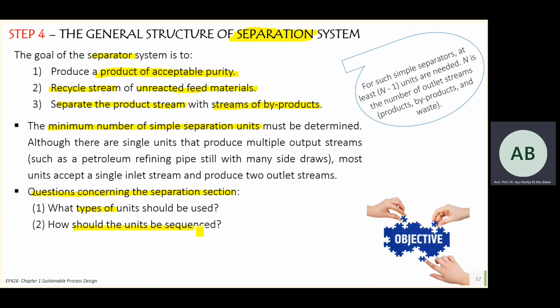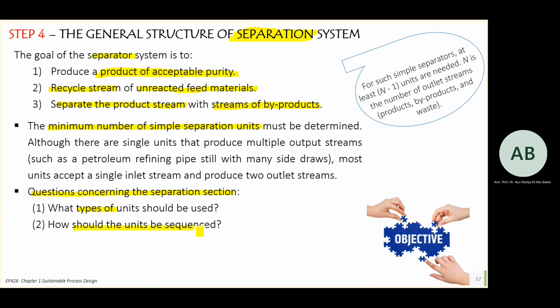Separator, it can be distillation column, flash column, scrubber, pressure swing adsorption. So which type? Distillation only, you have few types. Multi-stage. How many stages that you need to consider? And then adsorption. What is the adsorbent? How high is the adsorption? Do you need microbes inside it?